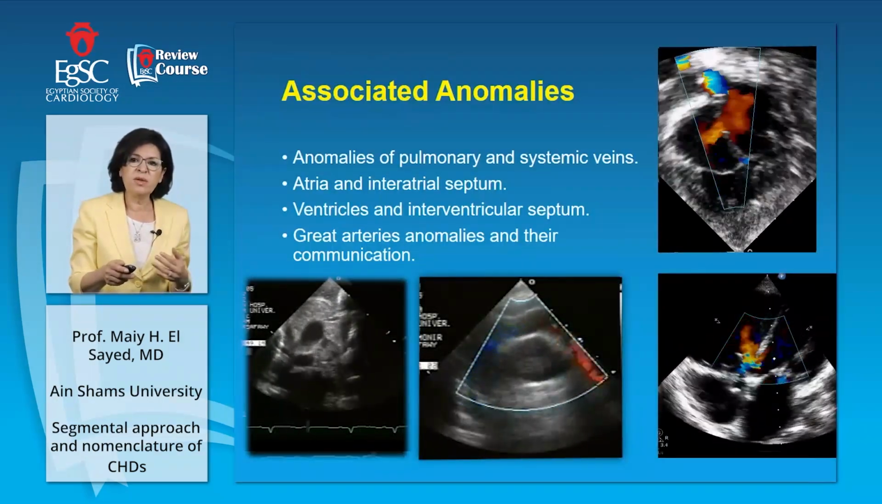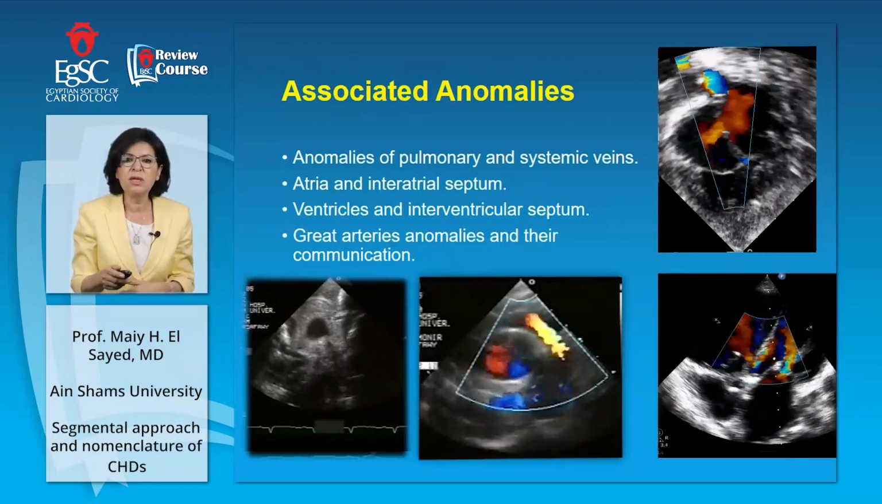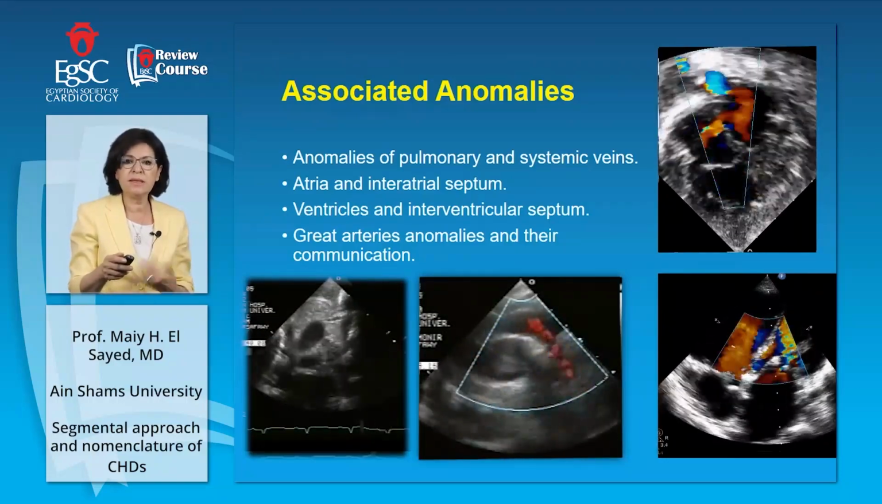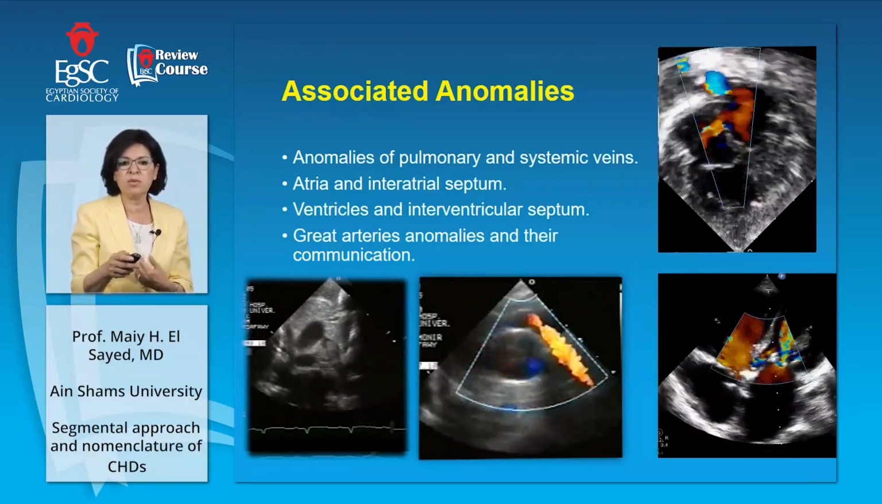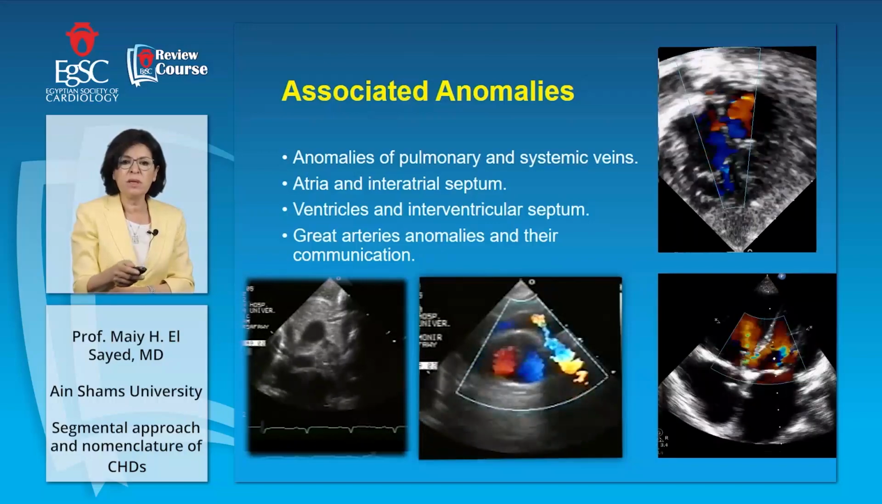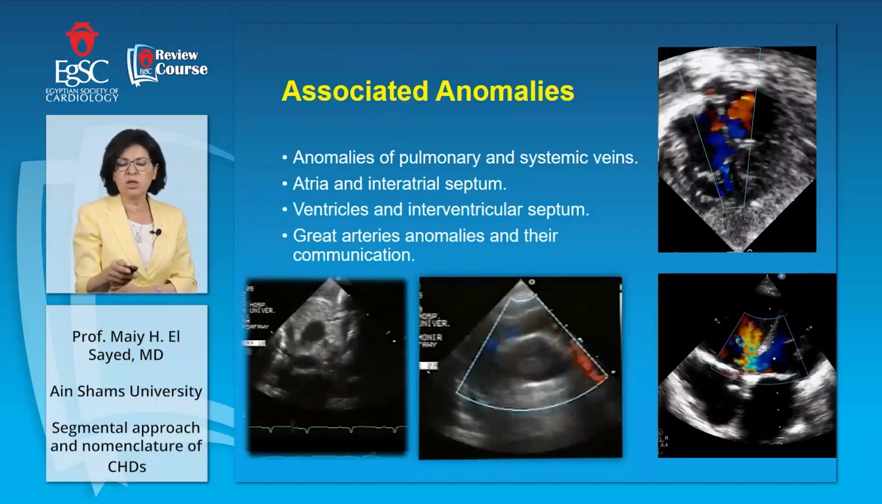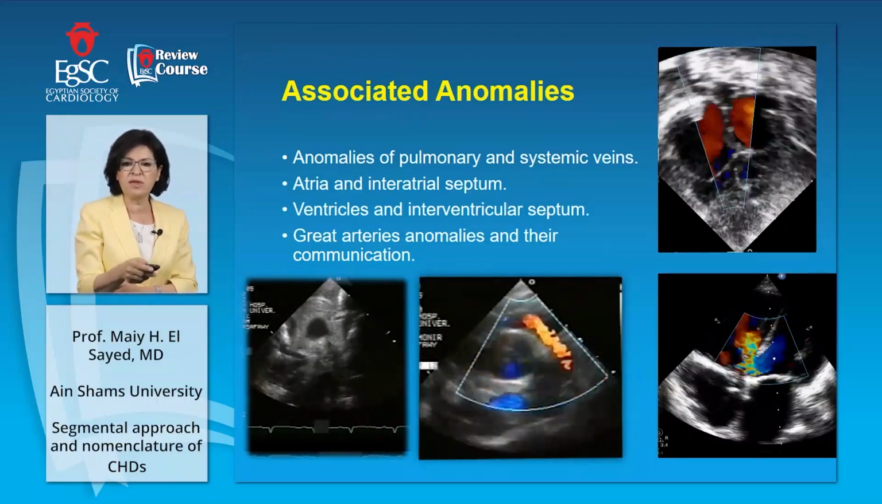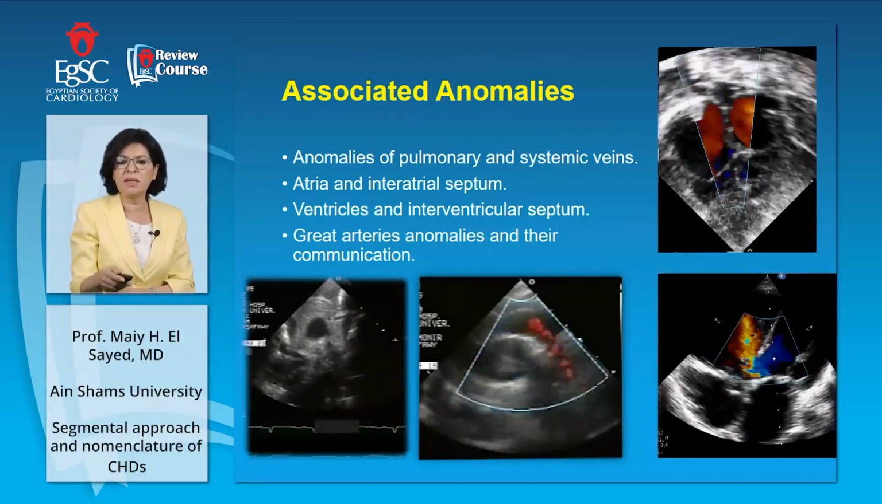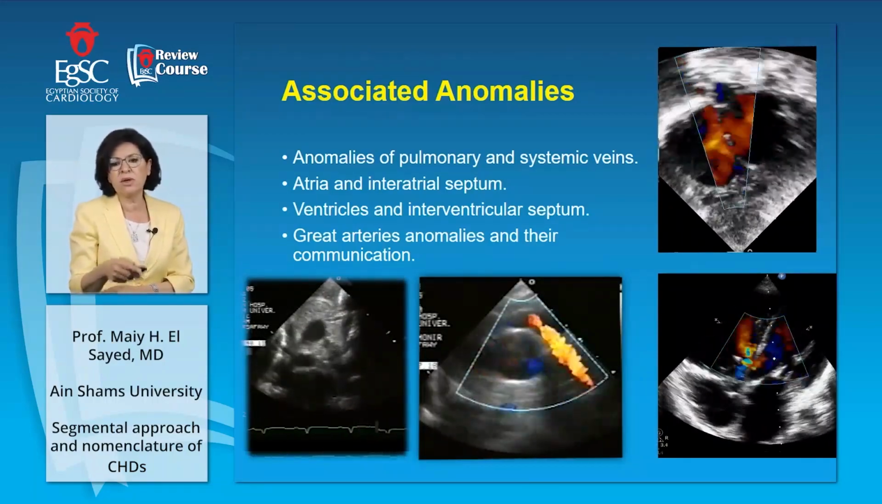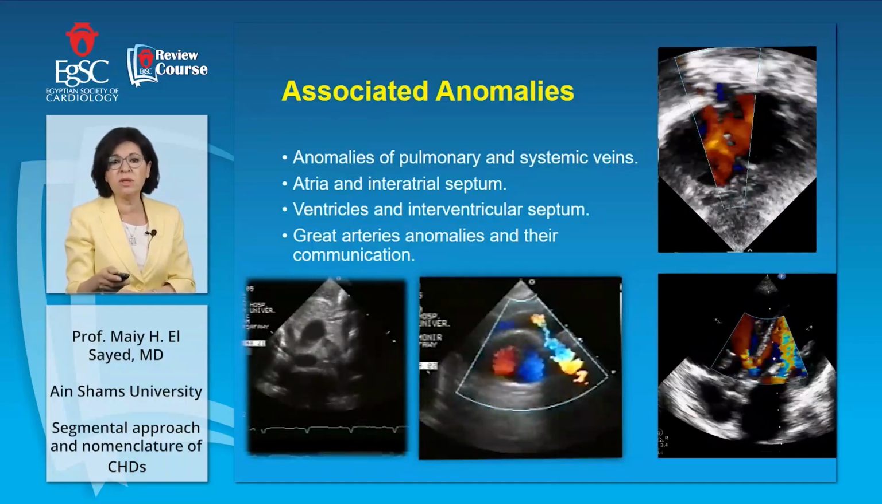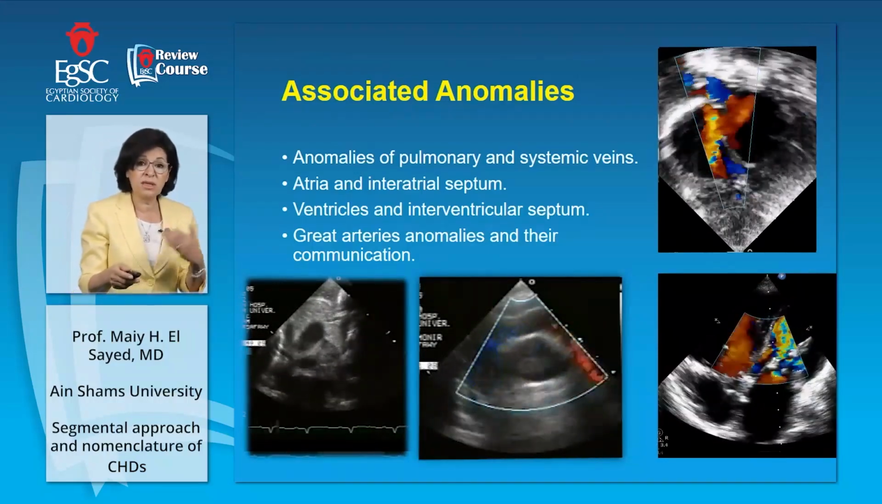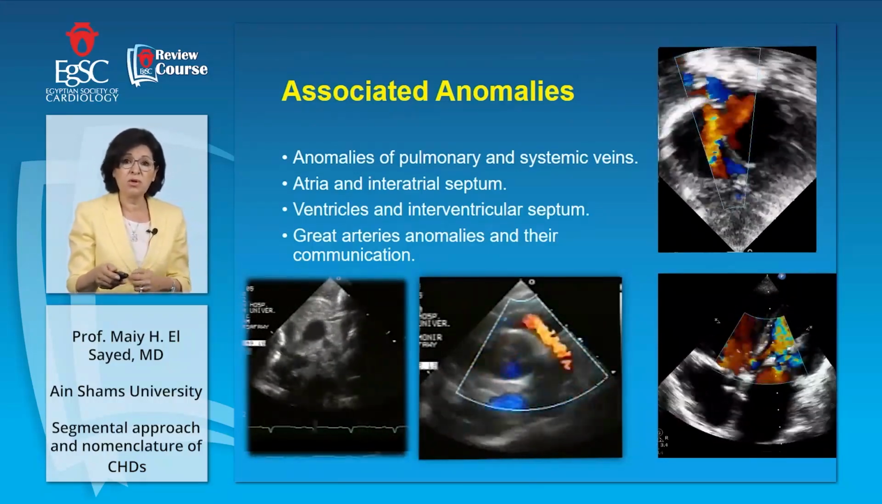Once we've finished all that, we then catalog all the associated anomalies. Associated anomalies can be like an ASD, like anomalies of the pulmonary and systemic veins, and you can see in the bottom pictures here, there is total anomalous pulmonary venous drainage, there is a persistent left SVC, there is an ASD, there is a VSD, or any number of associated anomalies that you can catalog, and you have to write them and see their impact on your echocardiograph.